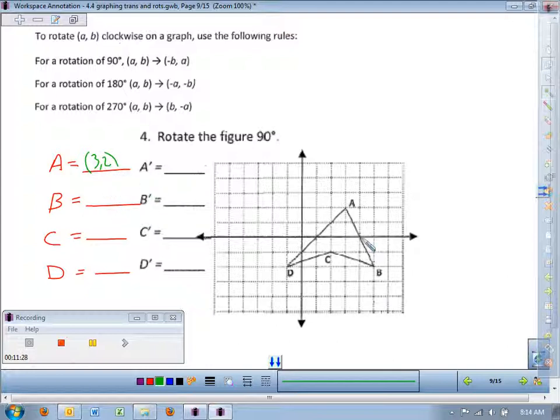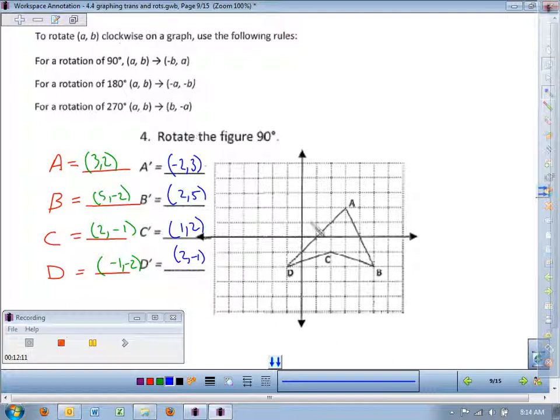Figure out where B's at. B's at 1, 2, 3, 4, 5, (5, -2). And do that for C and D. Figure out where those points are at. And D's at (-1, -2). So got to figure out where your original guys are at. Now, to rotate the figure 90 degrees, you want to change y sign and then switch places. So how about (-2, 3), (2, 5), (1, 2), and (2, -1). There, I've used my rule to do this.